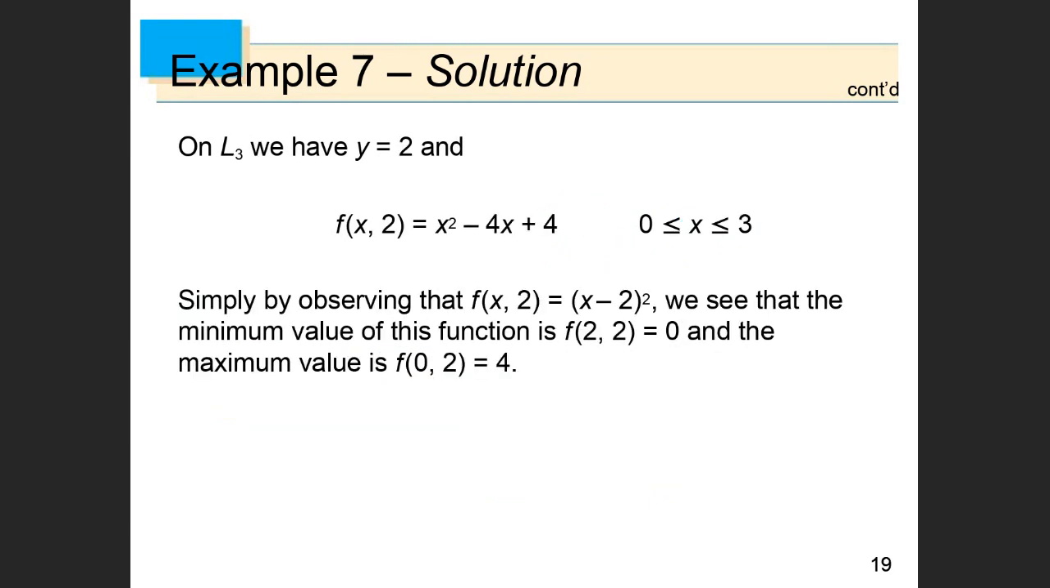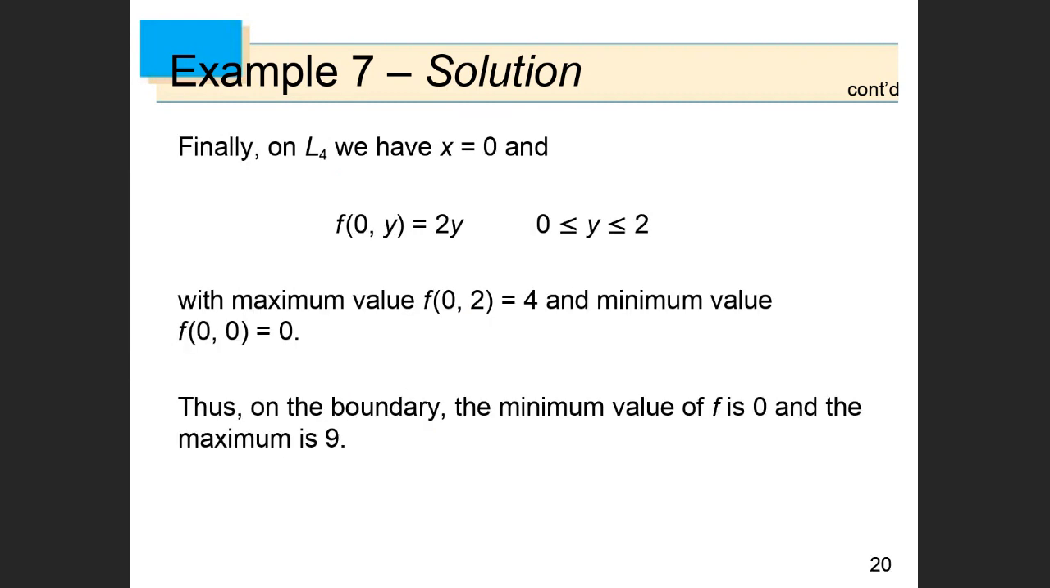And if you continue on L3, we have y equal to 2. You can simply observe that f of x, 2 is equal to (x minus 2) squared, and we see that the minimum value of this function at 2, 2 is 0, and the maximum is 4. Okay? So basically, we were able to study, with L4, the whole function on the whole domain.